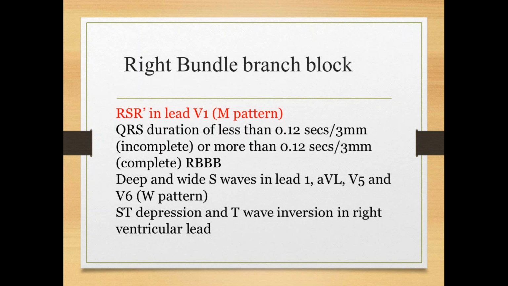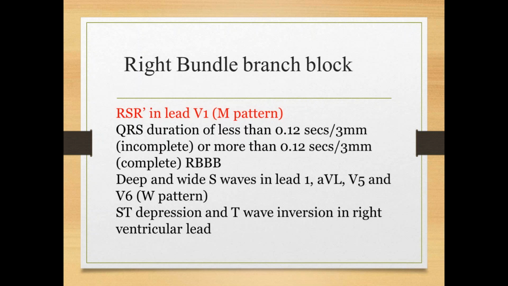V1, V2 mainly show the right ventricular activity, V5, V6 will show the left ventricular activity. So in the right bundle branch block, you must see the RSR dash pattern in V1, V2, that is the M pattern. A QRS duration of less than 0.12 seconds, or less than 3 small boxes, is called incomplete RBBB, and more than 0.12 seconds, or more than 3 small boxes, is known as a complete right bundle branch block.